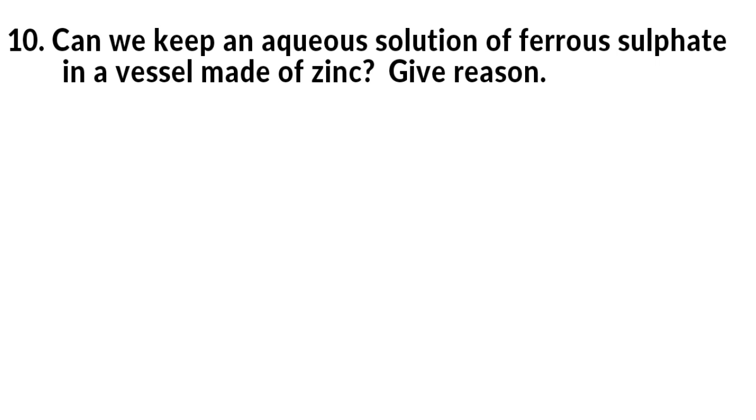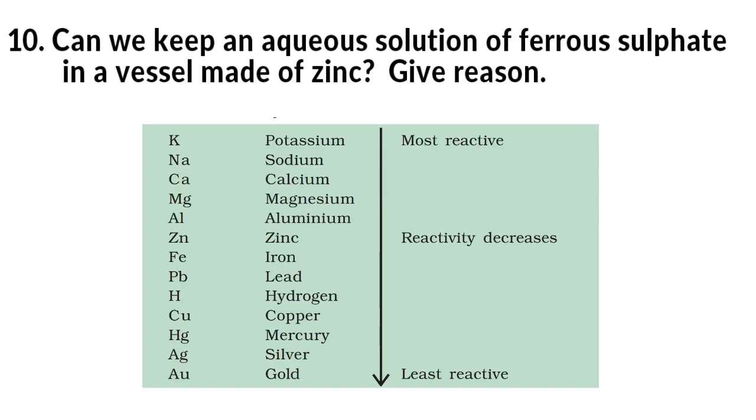10th question. Can we keep an aqueous solution of ferrous sulfate in a vessel made of zinc? Give reason. Iron is placed below zinc in the reactivity series. And we know that reactivity decreases as we move from top to bottom of the reactivity series. So zinc is more reactive than iron, so it can displace iron from its solution.